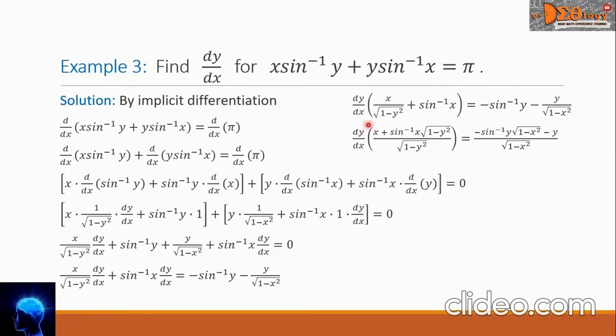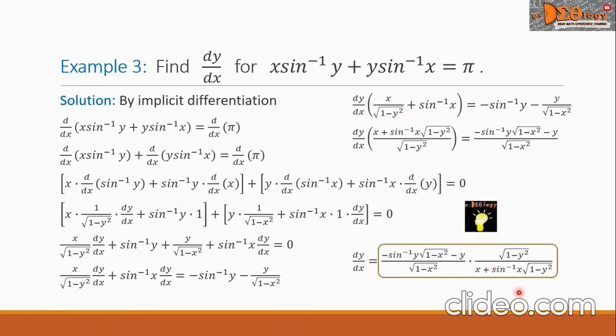The next is we will isolate dy over dx by dividing this equation by this fraction. It means to say our dy over dx will be equal to this fraction here all over this fraction. Further, we can show that our dy over dx is equal to this fraction we write here times the reciprocal of this fraction. This is our final answer.